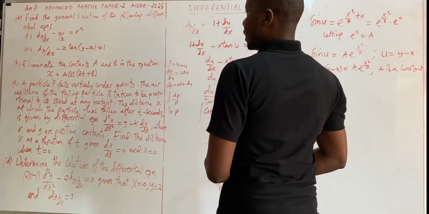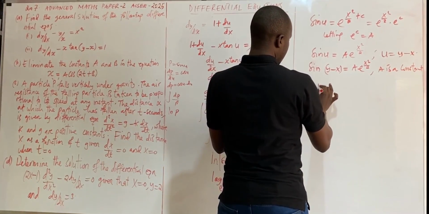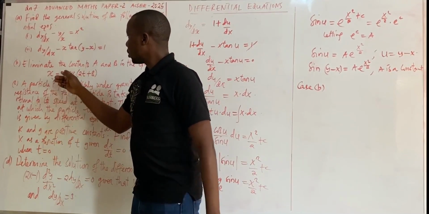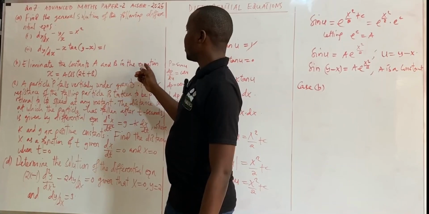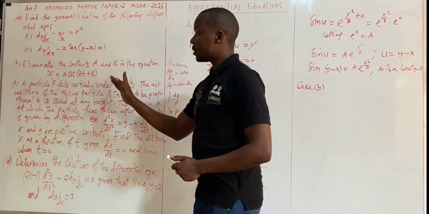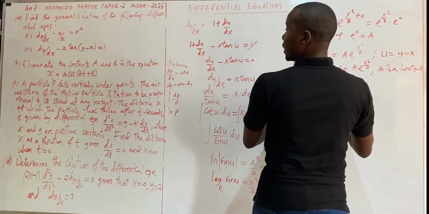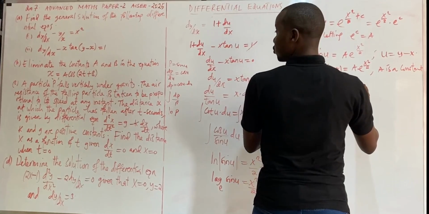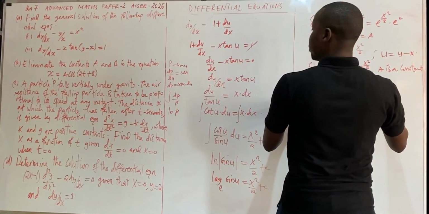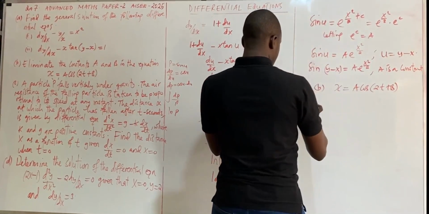If that is the case, let's see part B. In part B, we are told to eliminate the constants a and b in the equation. We don't want to see a and b. We want to see other things, but a and b should not be there. So it's a matter of elimination. Given x equals a cos 2t plus b. Now the solution.